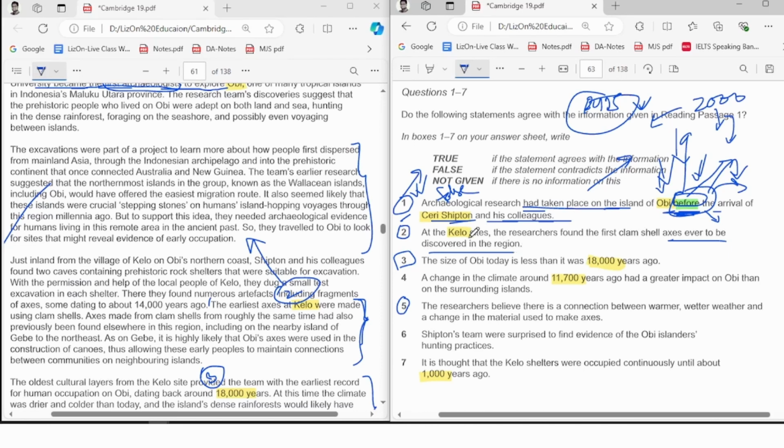So at the CLA sites, they're talking about a place. The name of the place is CLA. The researchers found the first clamshell axis ever to be discovered in the region. So we need to find out, actually, was there any clamshell axis?